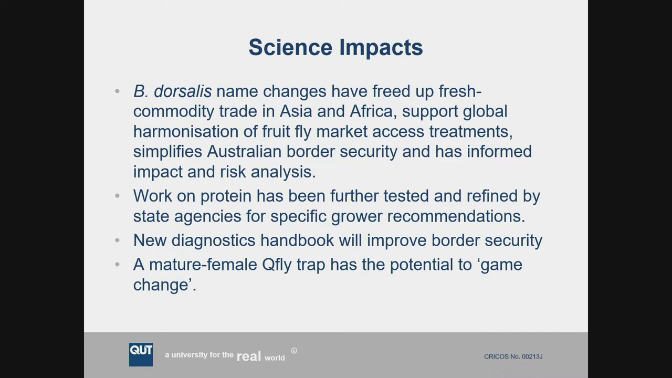What are the impacts of that science research? The name changes and stability in the Bactrocera dorsalis species complex have freed up fresh commodity trade in Asia and Africa. Excuse me. They support global harmonisation of fruit fly market access treatments, simplify Australian border security, and have informed impact and risk analysis.